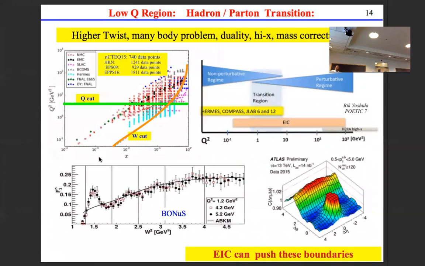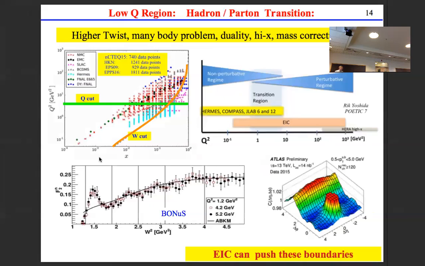This is the bonus data, sort of extrapolating down into the resonance region. And if we can push down there and have a better description of that so we can integrate that, that would be quite interesting. And I like this transition. I borrowed this from Rick, showing the transition to the perturbative region and the non-perturbative region. It's a nice thing to do.